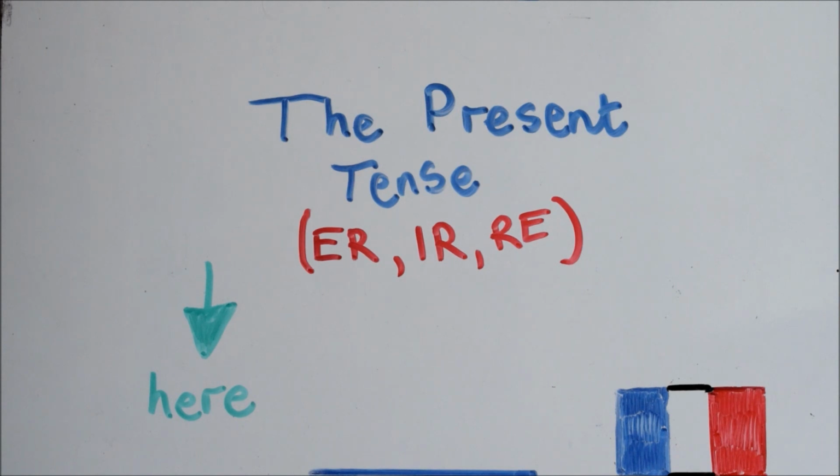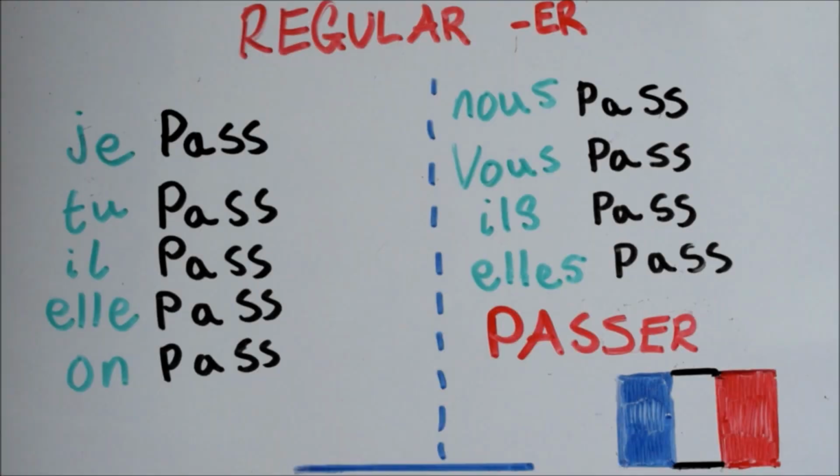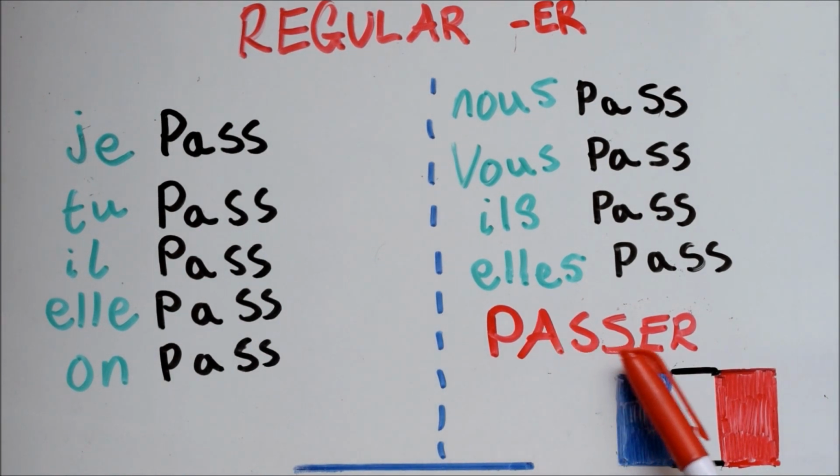Today we're going to learn about the present tense. We're going to learn about regular ER, IR and RE verbs. Okay, so the first set of verbs we're going to have a look at are the regular ER verbs. The verb I've chosen to use in this case is the verb here, passer.